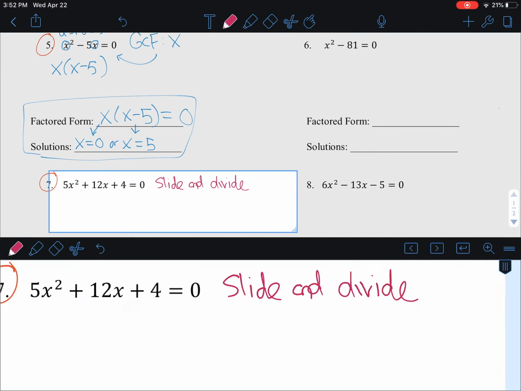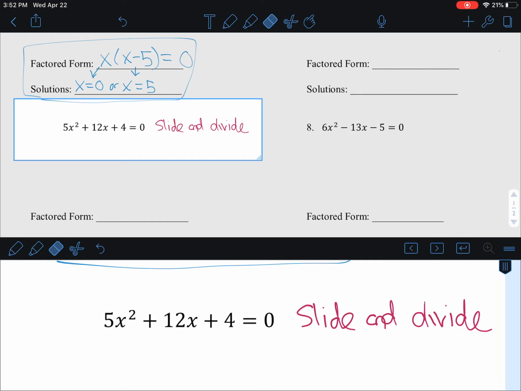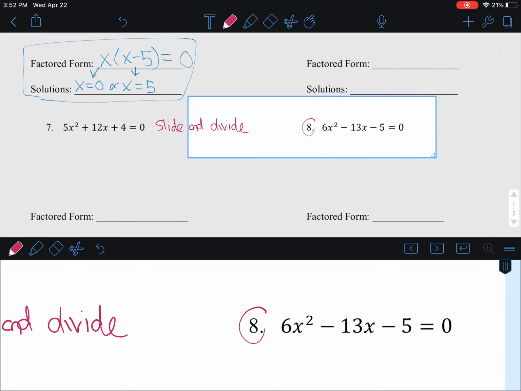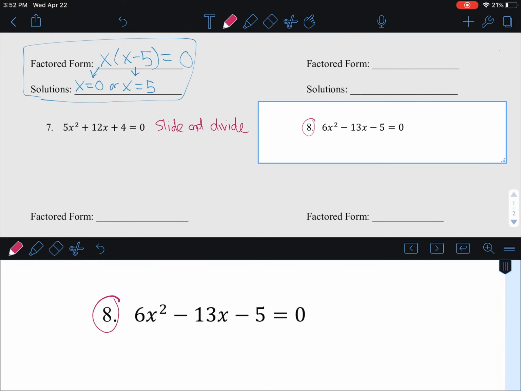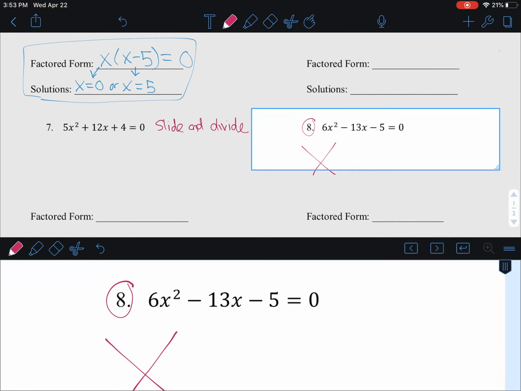So with slide and divide, what you need to do, actually, I'm not going to do 7. I'm actually going to do 8 with you. I'll let you do 7 by yourself. So I'm going to do 8. So what you do, again, you treat it like this is X method. You still do A times C.